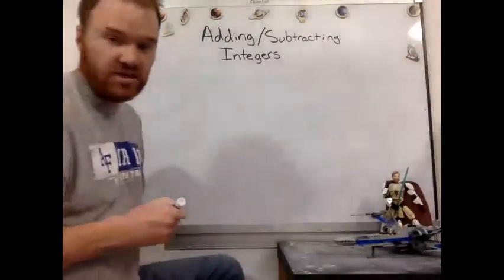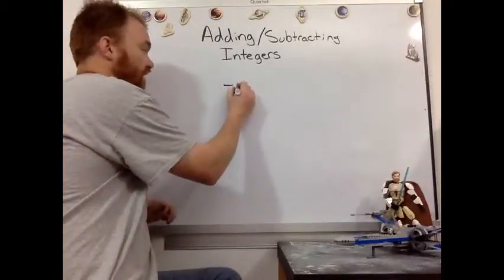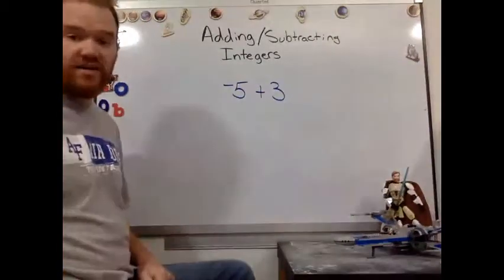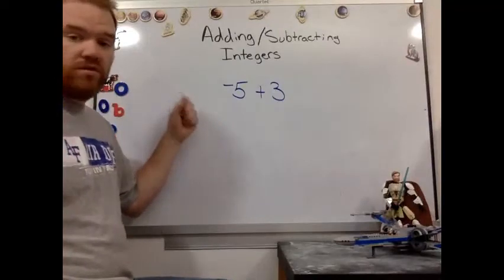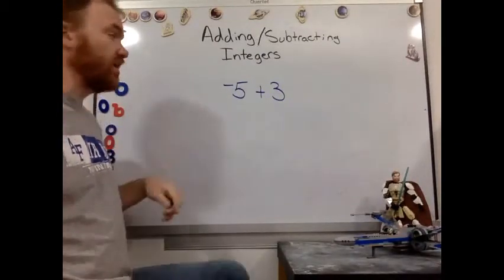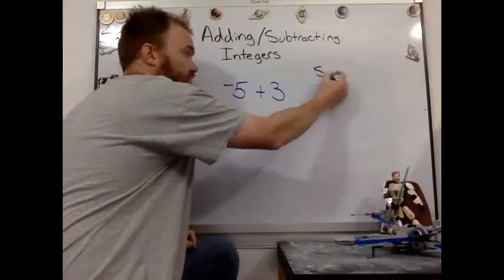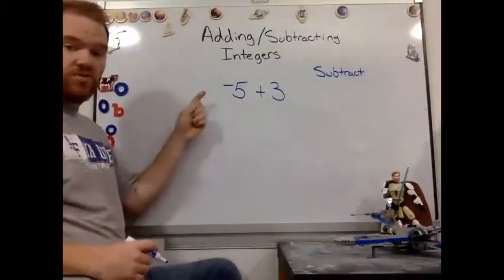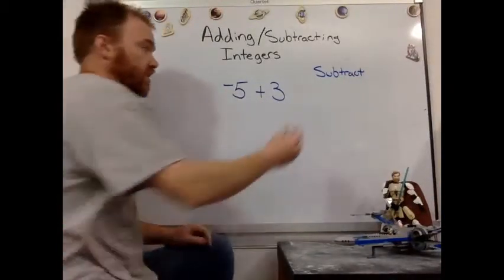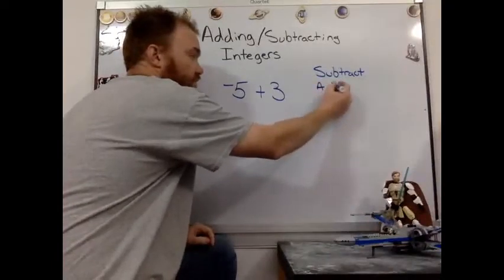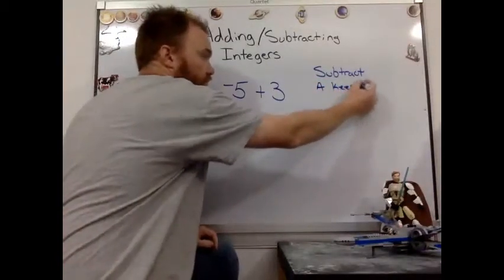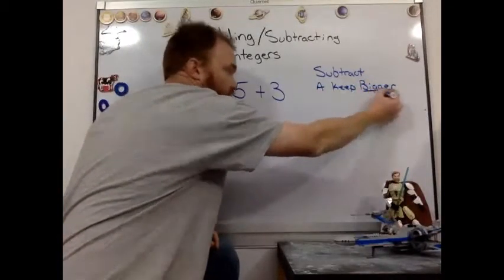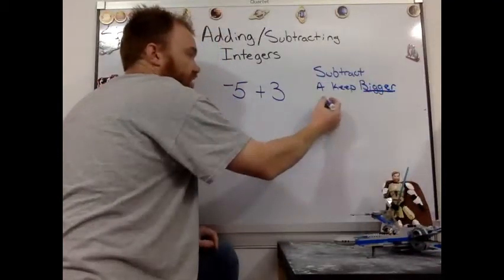So here's an example. I'm going to use my negative 5 plus 3, okay? Negative 5 plus 3. The rule in this situation is to subtract. I know we're adding, but the rule for this situation when we have negative and positive is to subtract and keep bigger sign. I'm going to underline bigger. Subtract and keep bigger sign.